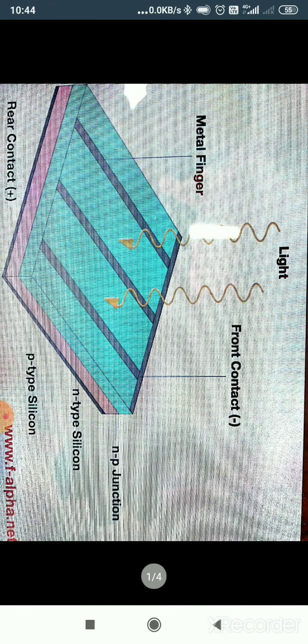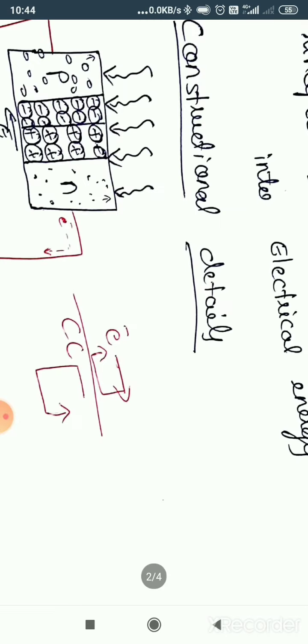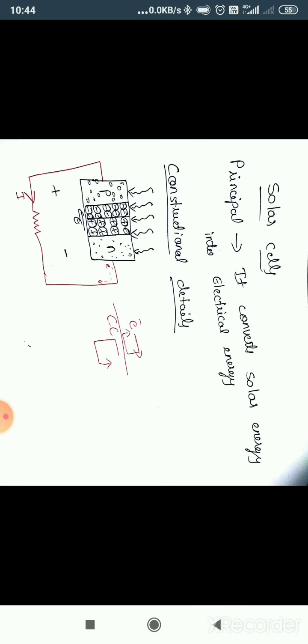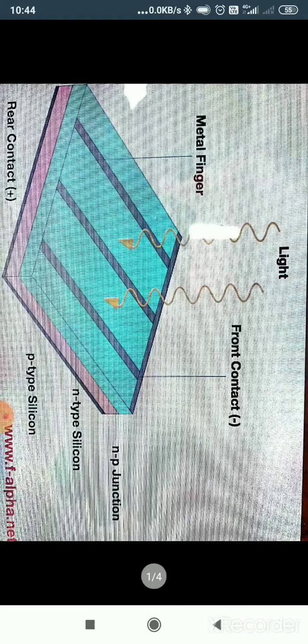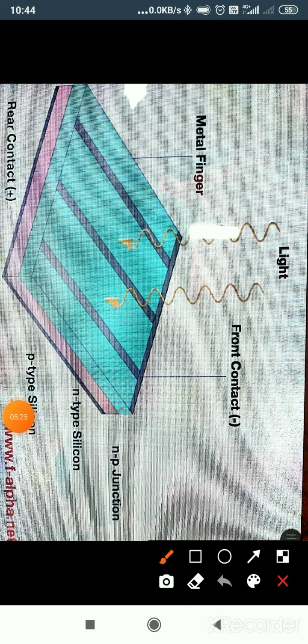So this is about the constructional details. When we see the exact picture of this solar cell, the top layer is an N type silicon material, and the region below it we call the P region. In between them we have a junction. The top layer is the N layer and the bottom layer is the P layer. So here the light energy falls on the N region.